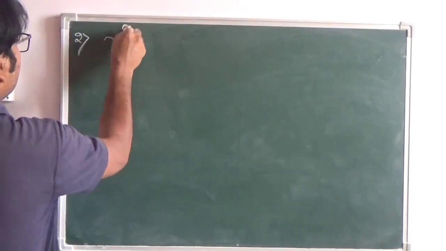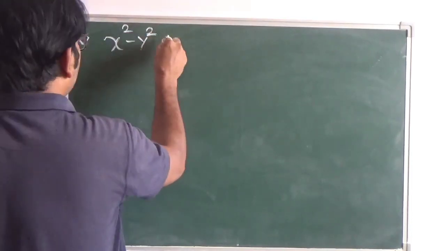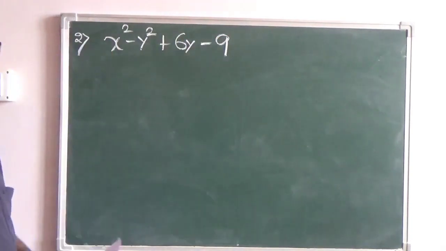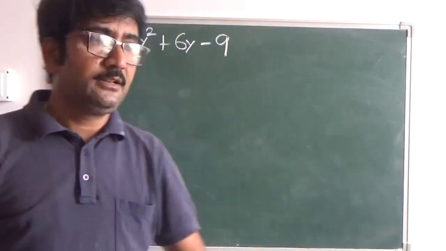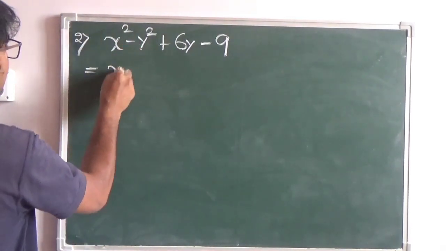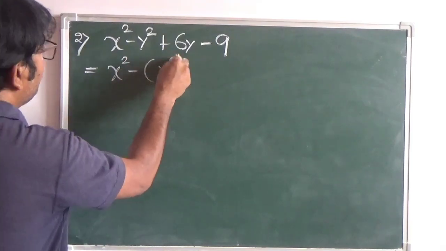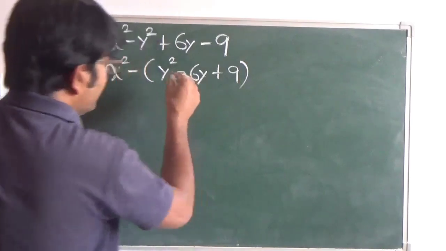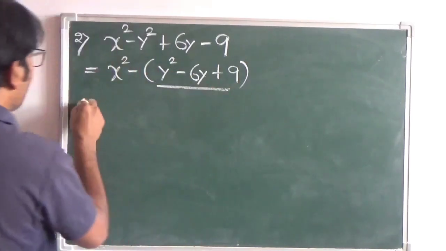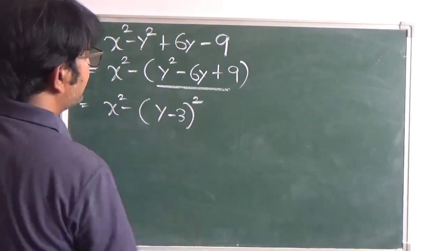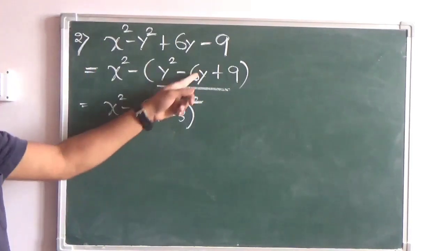It is x square minus y square plus 6y minus 9. Sometimes you have to express this as a perfect square. In this case we take minus common, so x square minus (y square minus 6y plus 9). Now what is this? This is (y minus 3) whole square. If you expand it, y square minus 6y plus 9.